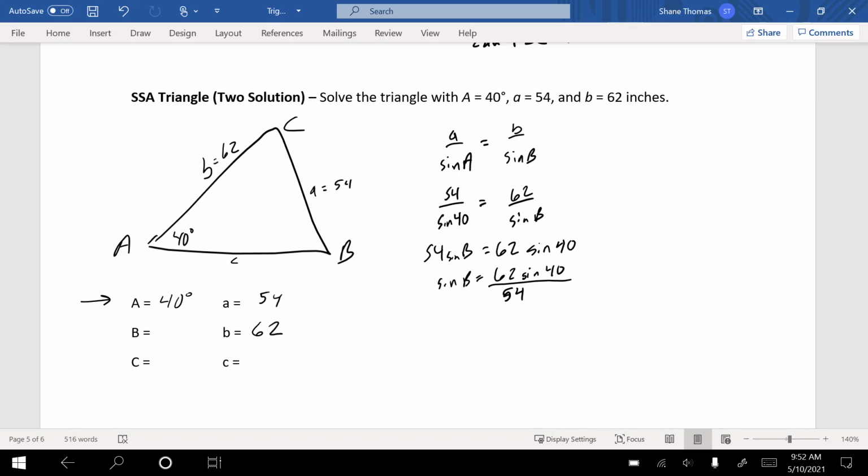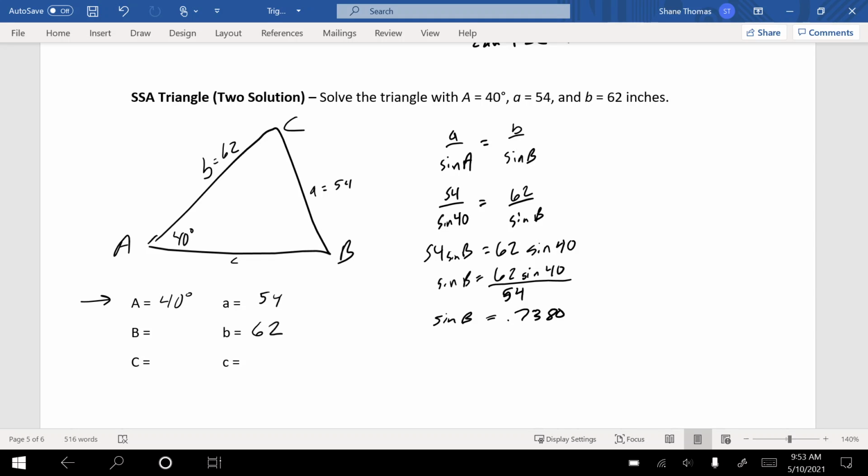All right, now if you're going to trust me on this one, you punch that in a calculator. Sine of B is going to be 0.7380. Okay, that was just straight punching in a calculator. Now I have sine of B is equal to that number. That number is less than 1, so we're still good. It's a valid number for that. So we got to find that angle of B.